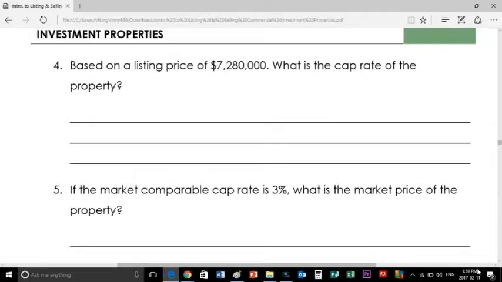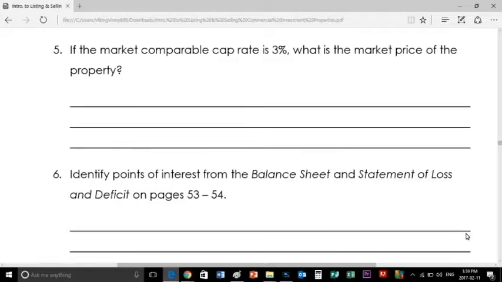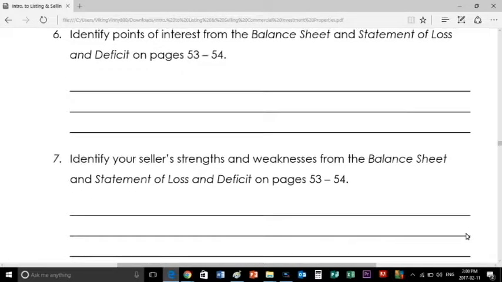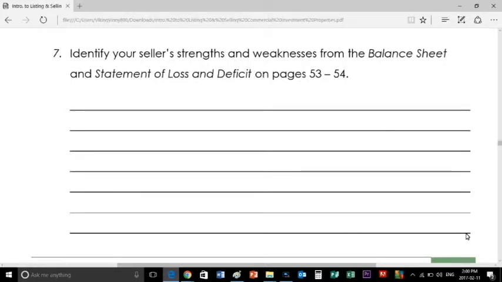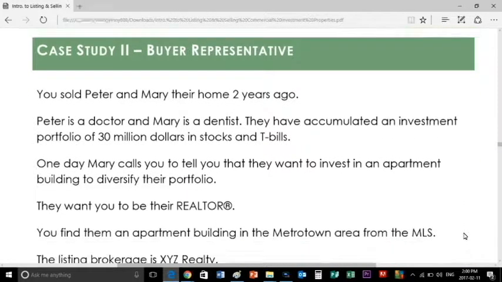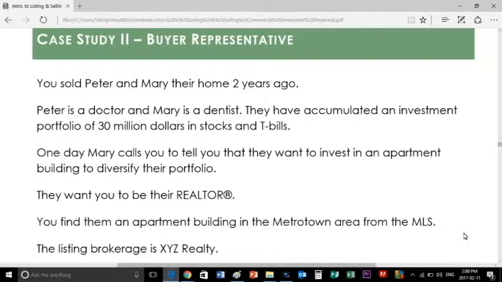4. Based on a listing price of $7,280,000, what is the cap rate of the property? 5. If the market comparable cap rate is 4%, what is the market price of the property? 6. Identify points of interest from the balance sheet and statement of loss and deficit on pages 53 and 54. 7. Identify your seller's strengths and weaknesses from the balance sheet and statement of loss and deficit on pages 53 and 54.